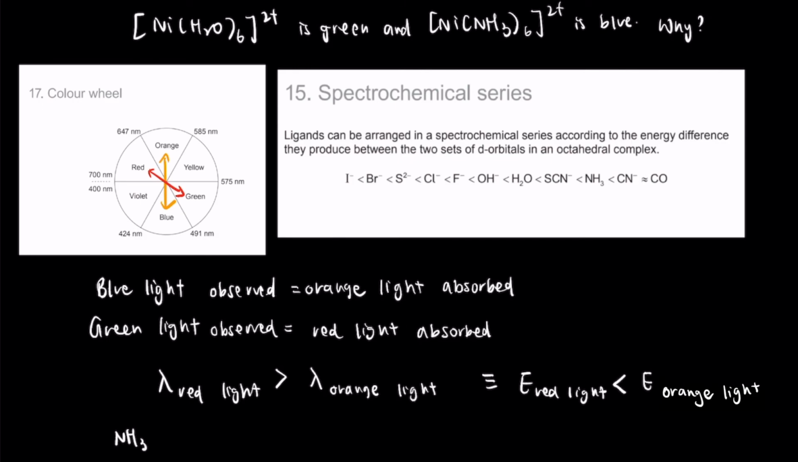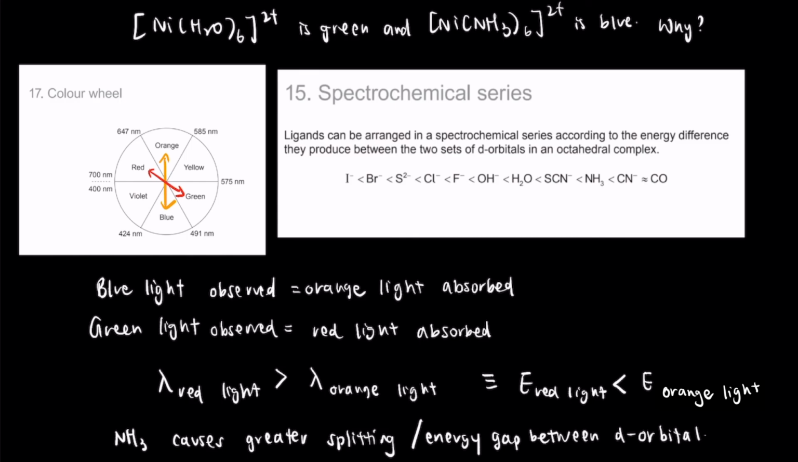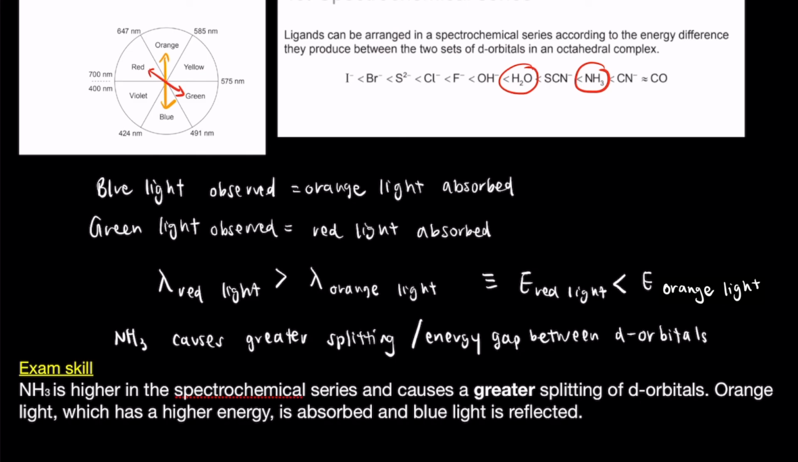Since ammonia is higher in the spectrochemical series than water, it will cause a larger energy difference. That means that the complex ion with the ammonia ligand has absorbed more energy, and the way you can answer this in exams is that ammonia is higher in the spectrochemical series and causes a greater splitting of d orbitals. Thus, orange light, which has a higher energy, is absorbed and blue light is reflected.